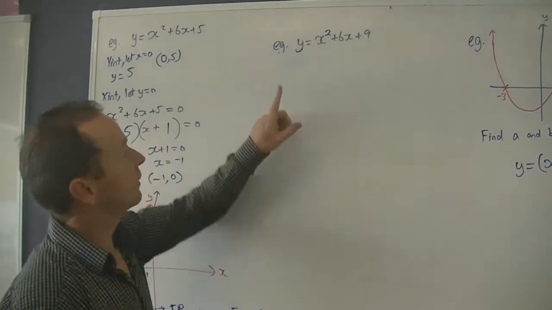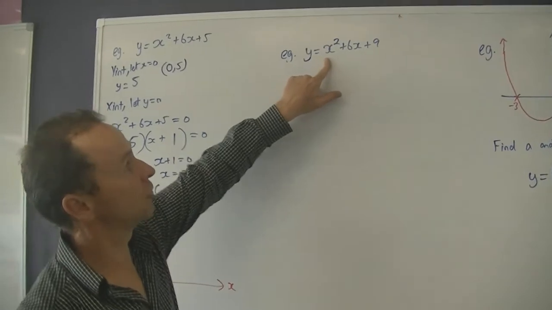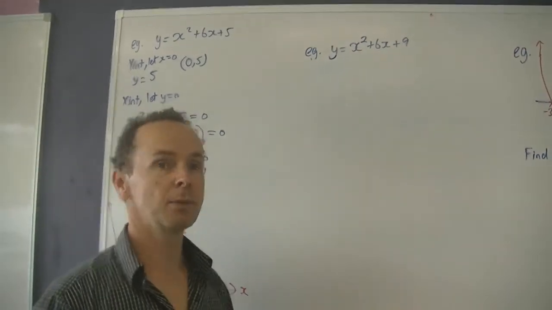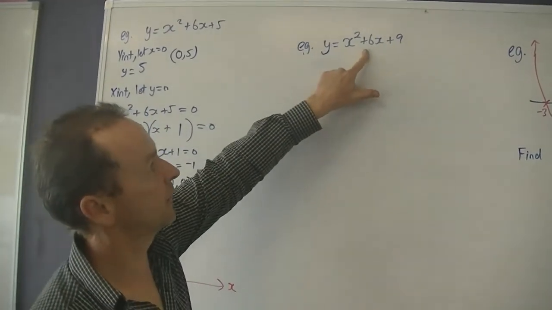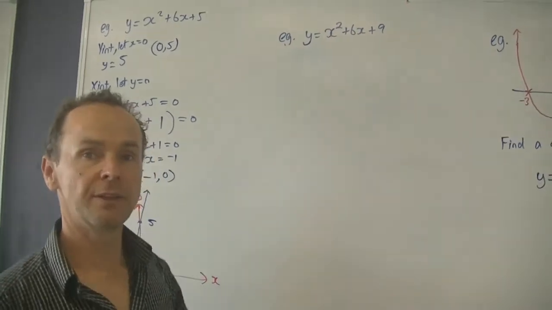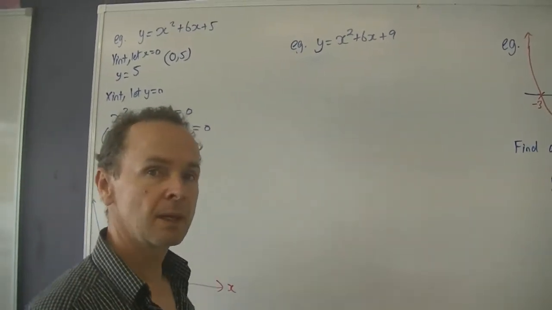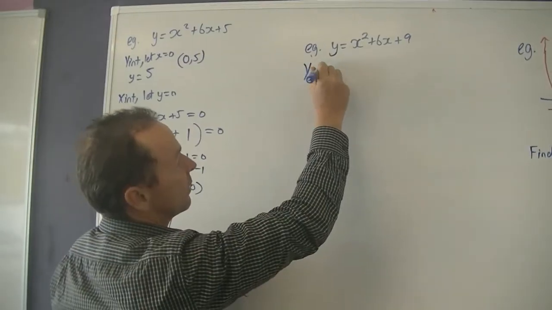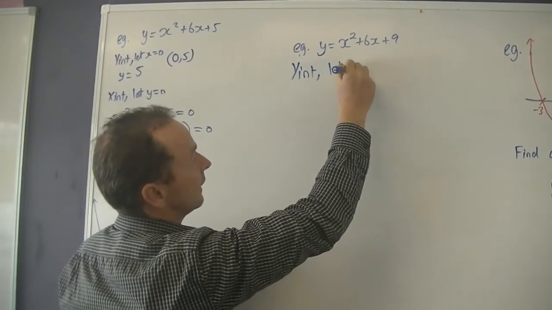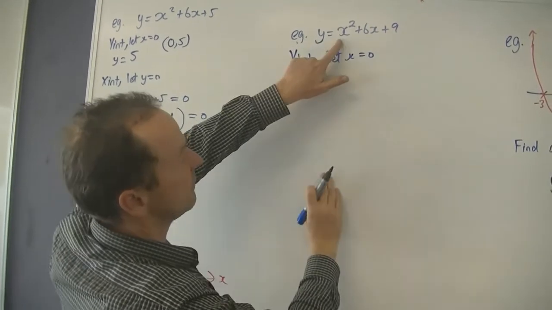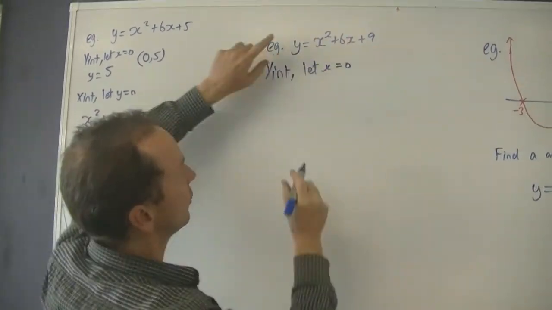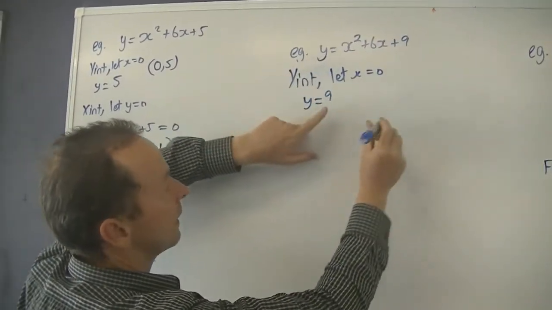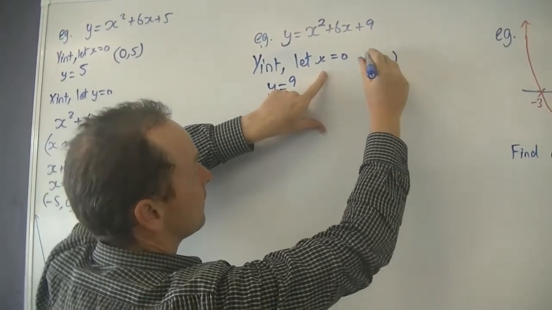All right. So this question here, you look at that and you should immediately see that's a special type of equation. Y equals x squared plus 6x plus 9. You think to yourself, that's a perfect square. Keep that in mind. Okay, we do the same process. Y-intercept, let x equal 0. And that's really easy. 0 squared plus 6 times 0 is 0, plus 9. So y is equal to 9. And that point is 0, 9.